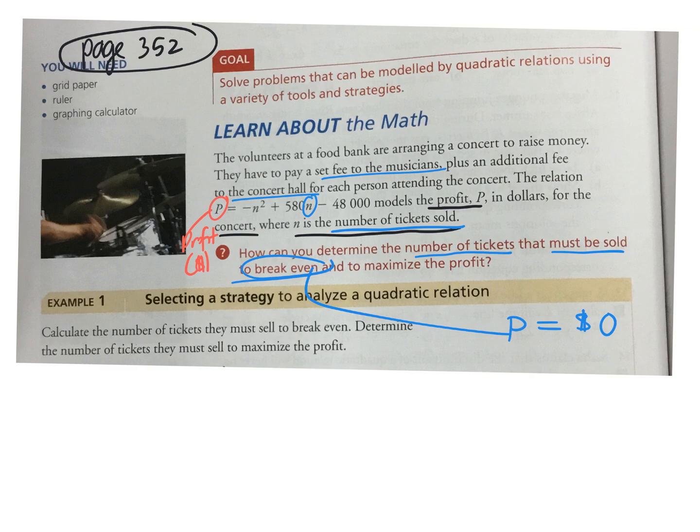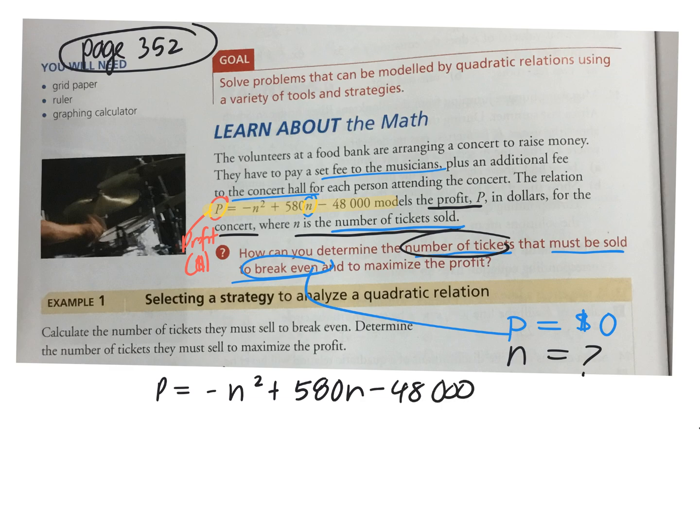So let's do the first part of the question. We have to figure out number of tickets. So we need to figure out N when the profit is 0. So we're going to use this equation that they give us, and we're just going to replace 0 for what variable? P. And we're going to solve for N. So this is 0, and we are trying to solve for N. How do we solve this? This is a quadratic relation. What's one of the strategies you could use to solve this?